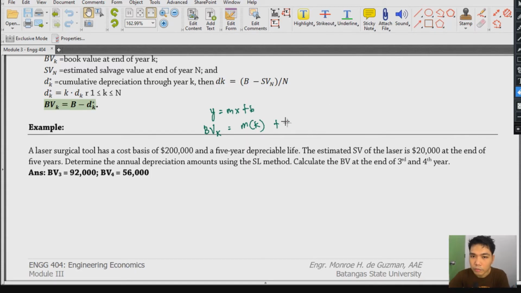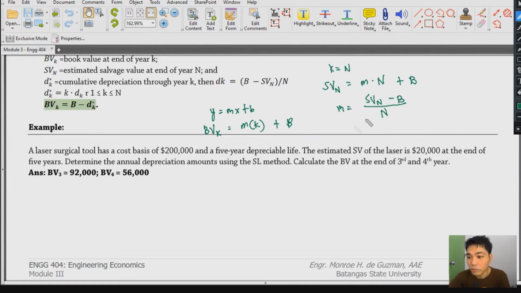Now, if we have this BV sub 0, we could replace that in terms of B, so that is typically your initial or the cost basis. Looking at this equation, if we set our k equal to the useful life of this laser surgical tool, then BV sub N is actually the salvage value. So that becomes SV at the N period, and this slope will be multiplied to the useful life plus the book value. Therefore, the slope of our equation can be represented as the salvage value minus the initial cost, or the cost basis, divided by your n.